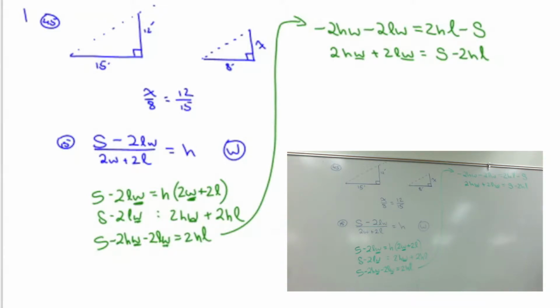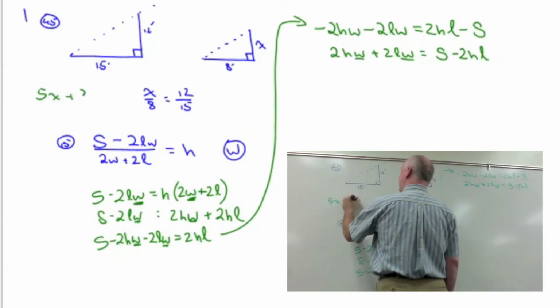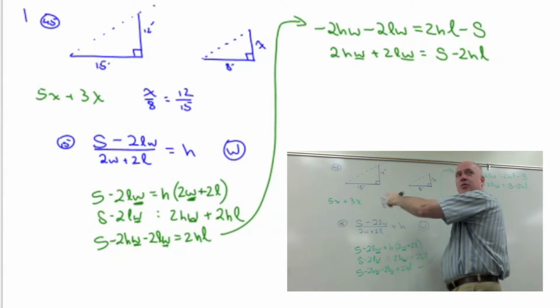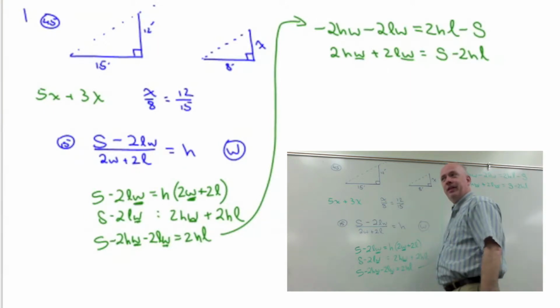I want to add them together, so how do I add them together? How can you add them together? 2HL, 2W. Let's go back to the beginning of the year. 5x plus 3x. But they're not like terms. Yes, they are. 5x plus 3x. How do I add those two together? 8x. How do you add them together? So a 3 and a 5.